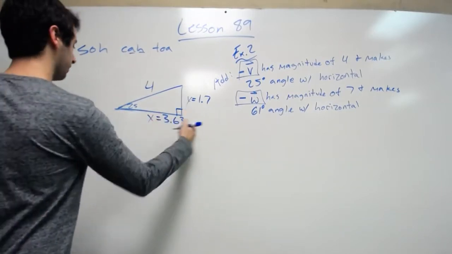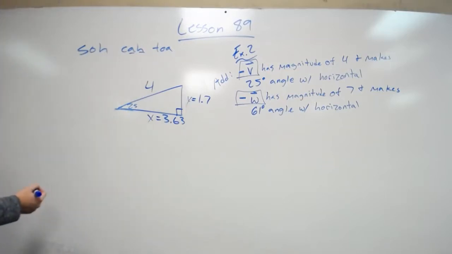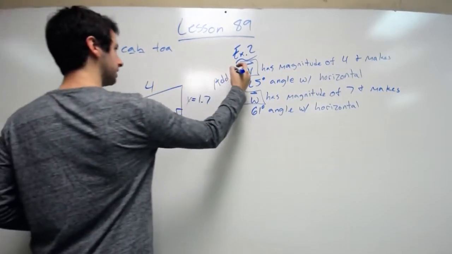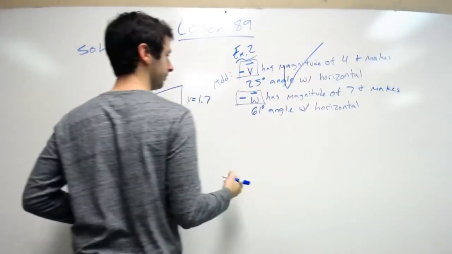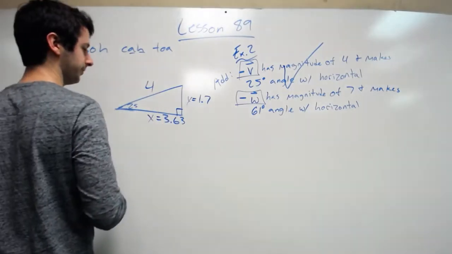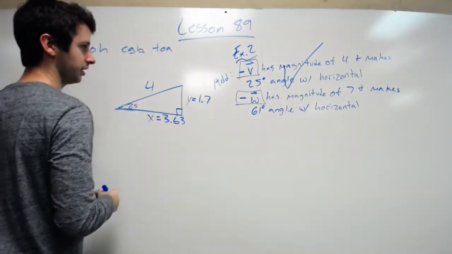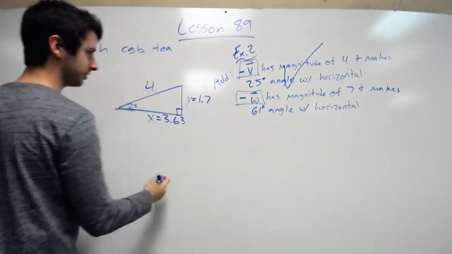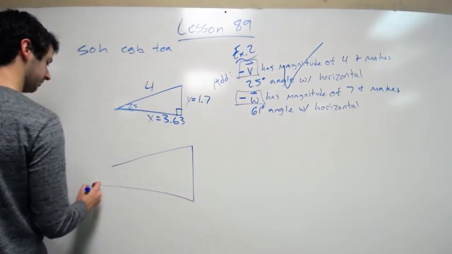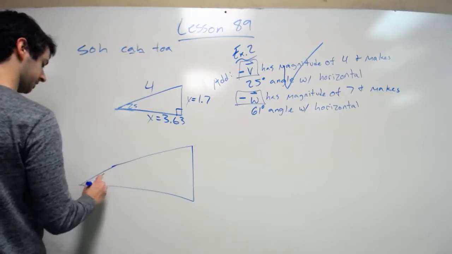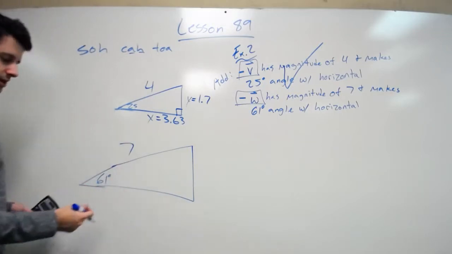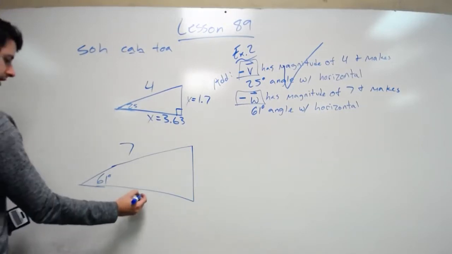So right now I'm just going to leave that triangle. We just did this one. Now we need to do vector w, because all this was vector v. It says vector w has a magnitude of 7. So once again, hypotenuse is 7, and it makes a 61 degree angle with the horizontal. Same looking triangle. We've got to find x and y.